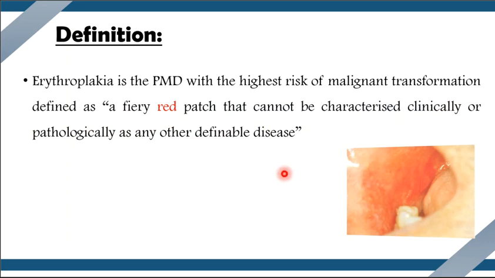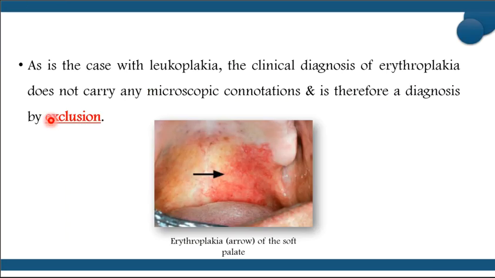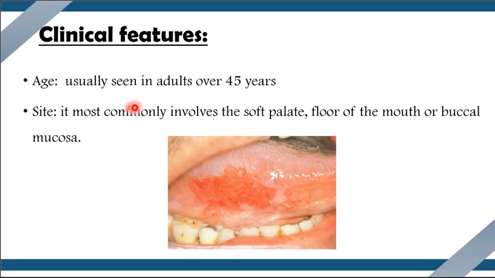You will ask me why I said before that for leukoplakia, if it comes in a question, I would write that it is the most encountered, because it is more common than this one. The same applies to the cases of leukoplakia. The diagnosis of erythroplakia is a clinical diagnosis by exclusion. As you can see here, this is erythroplakia on the soft palate. It is seen in adults over 45 years, and most commonly involves the soft palate, floor of the mouth, or buccal mucosa. It can come in other places, but these are the most common.